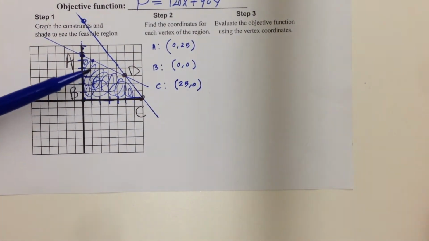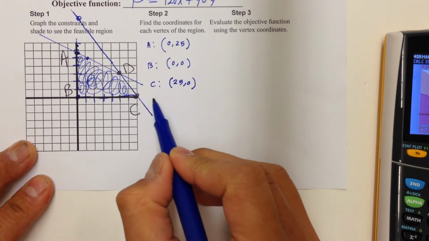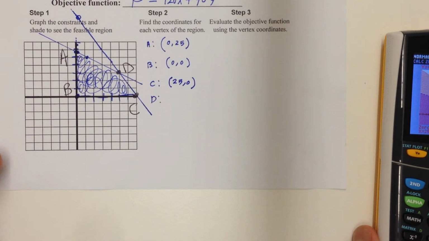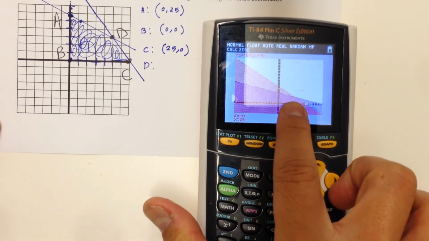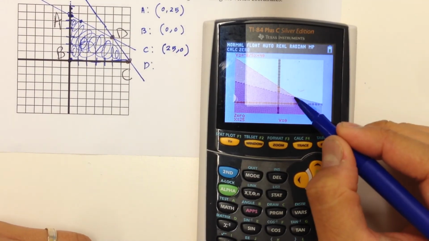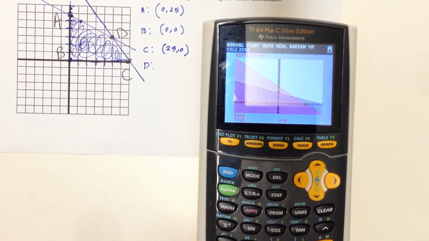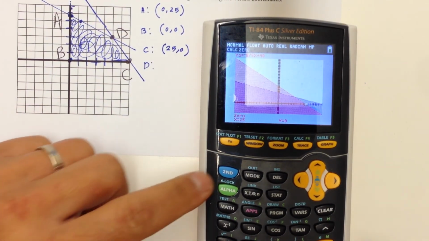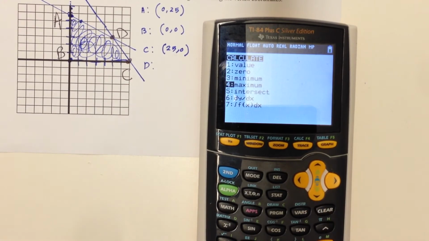So we found C. Now, we also need to find the point of intersection right here, which is D. Again, we need to go back to our graphing calculator and find the intersection of those two graphs, which is that point. That's the D point. So, once again, second calculate. And this time, I'm going to be calculating the intersection of the two lines. So, hit option 5.